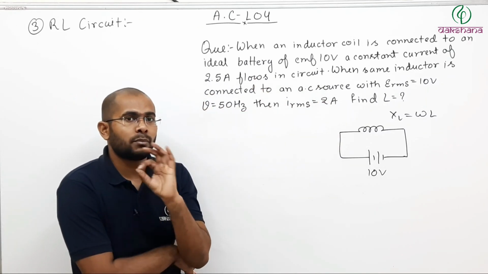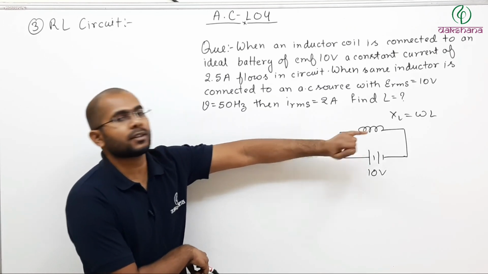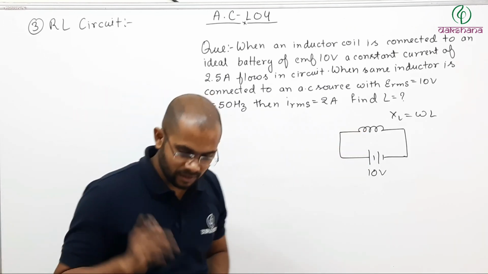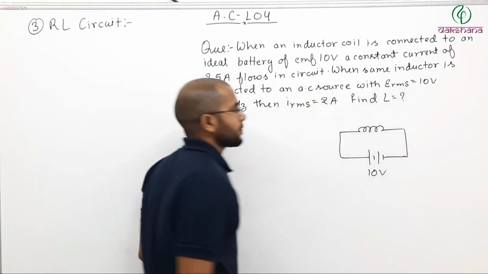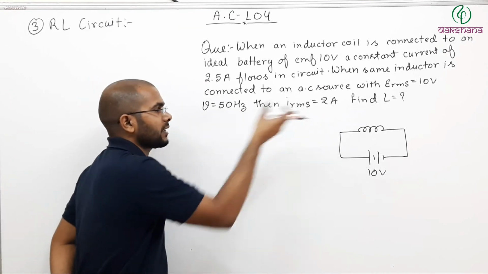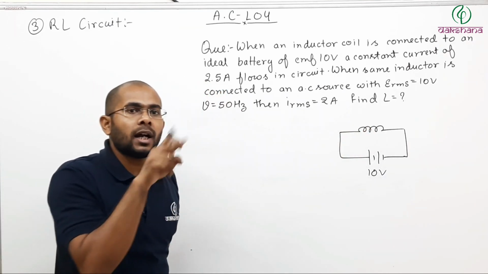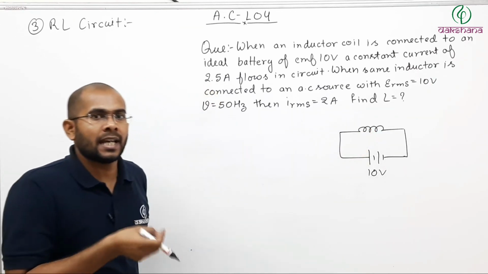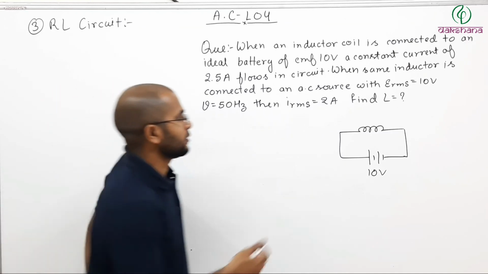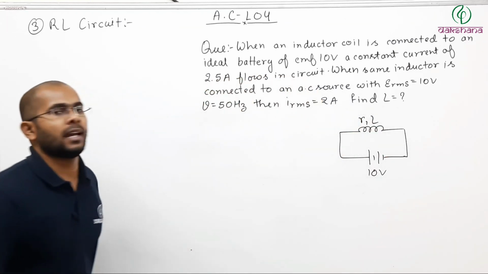So there must be some resistance associated with the coils of this inductor. So what will I write? I will write that this inductor is not ideal. The wire in the coil of this inductor has some resistance. So let us say that resistance is R and the value of inductance is L.